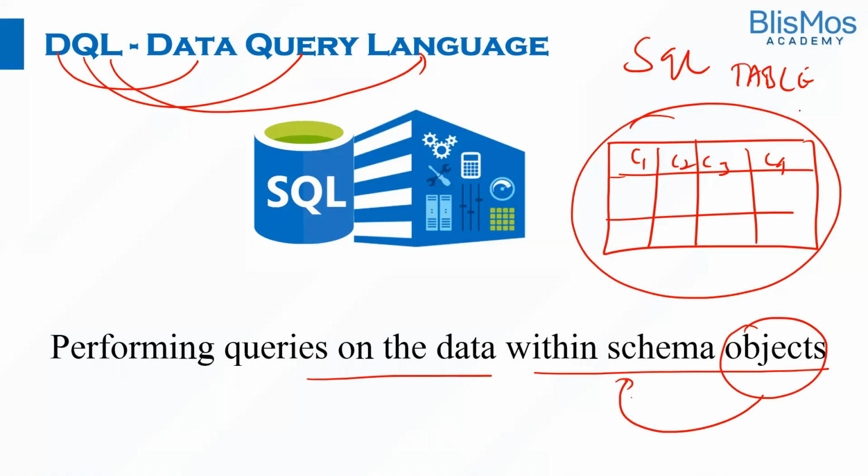So the main purpose of the DQL is to get some schema relation based on the query passed to it. Other way of saying, performing queries on the data or running queries on the data within the schema objects. So we understood we need a DQL to run the queries on the data within the schema objects. But how do you perform the queries?